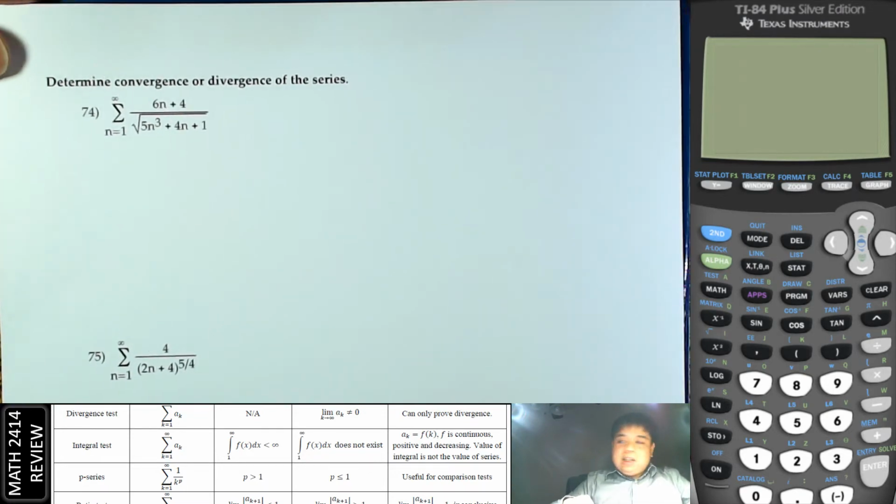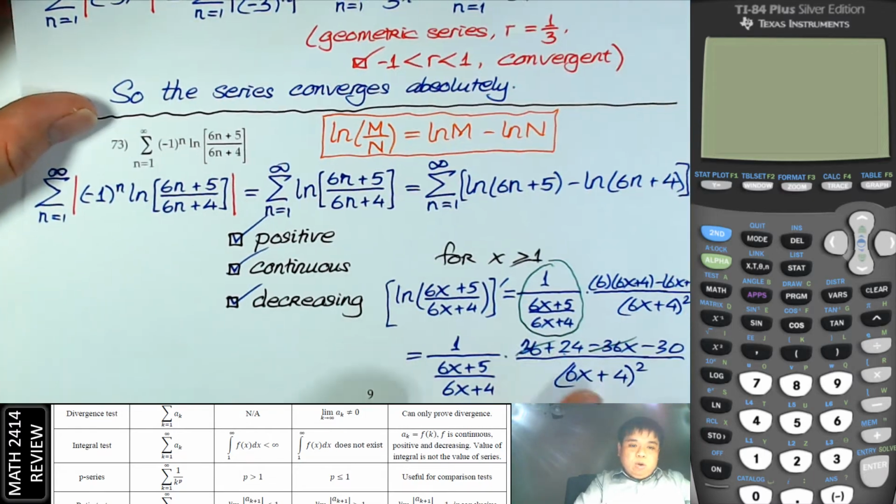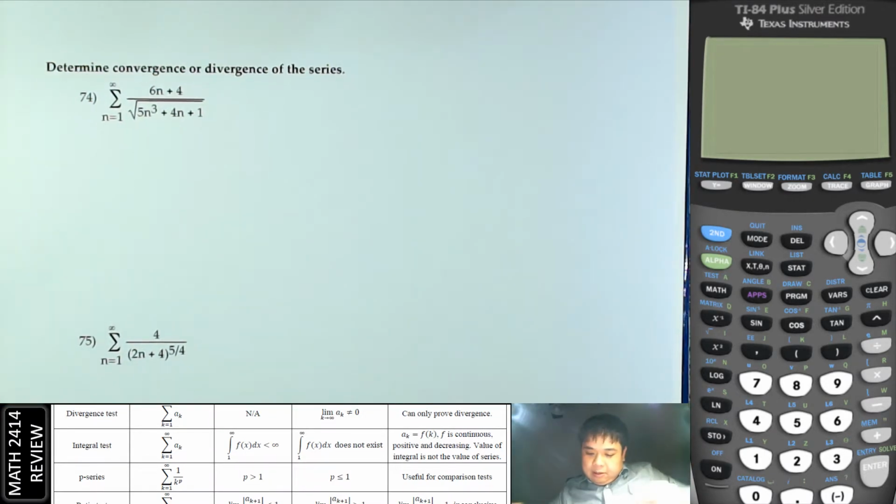But the integral test, yeah, it checks all the boxes. Should be able to integrate this.